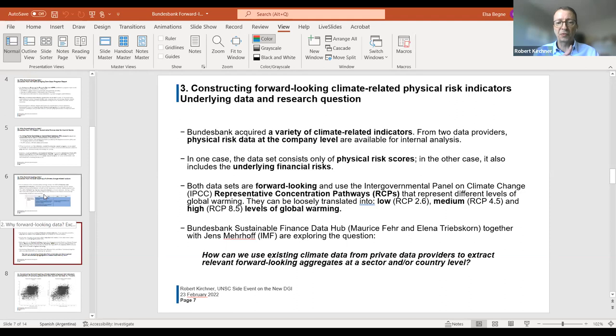So let me now share with you some first findings on the way to construct forward-looking climate-related physical risk indicators. And here we benefit a little bit that the Bundesbank acquired a variety of climate-related indicators from data providers, mainly two data providers, which are now available for internal analysis. Both data sets contain data for scenarios for different levels of global warming, a low level, a medium, and a high level. And my colleagues, Maurice Fehr and Elena Triebskorn, together with Jens Meerhoff, are now investigating the question, how can we use existing climate data from private data providers to extract relevant forward-looking aggregates at sector and or country level?